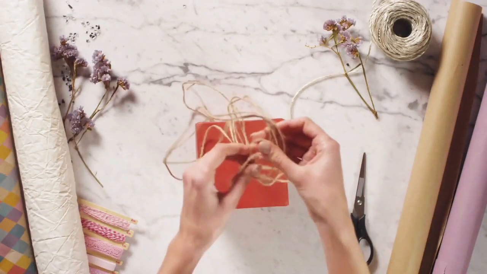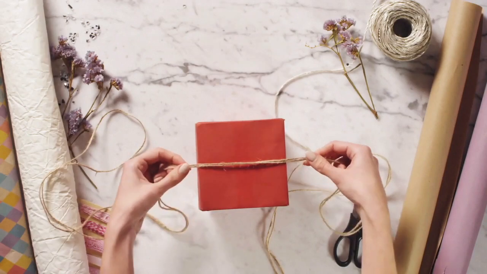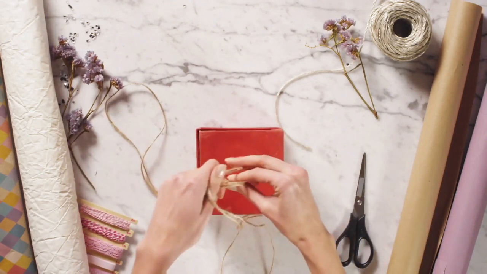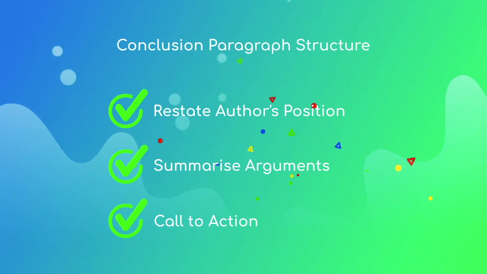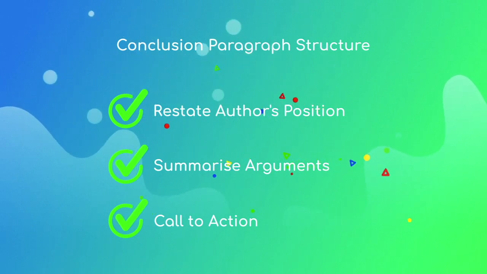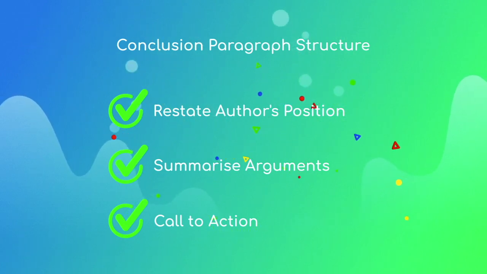The conclusion is the final paragraph. Its purpose is to review the position and the arguments that were presented. Think of it as the paragraph that will tie everything together. In the conclusion, you must restate the position in different words, summarize the arguments, do not add any new arguments here, and then present a call to action. Let's see how an example looks.